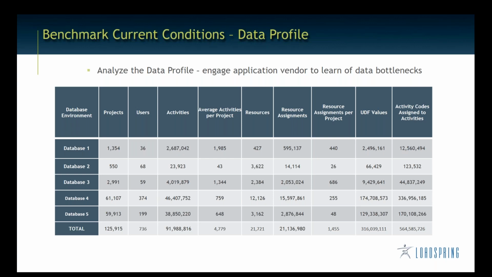So again, know your data, know the applications, and know where those bottlenecks begin to show up based on certain thresholds. In this case, database 4 with 336 million activity code assignments and 174 UDF assignments, we really want to see those numbers get down below, honestly, the 10 million mark. So we can tell right away that user experience is not going to be ideal just based on application architecture constraints and the data profile.